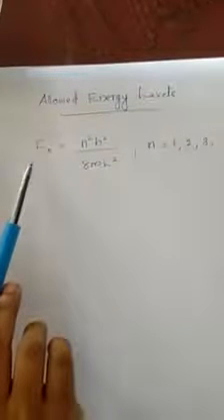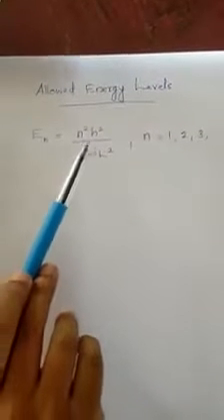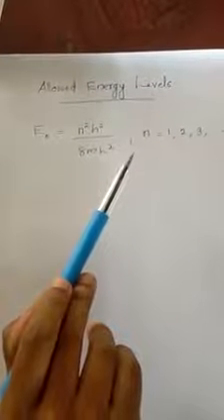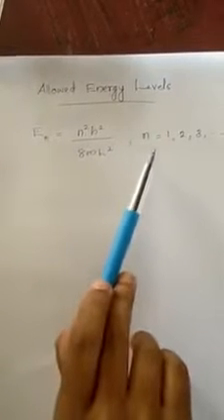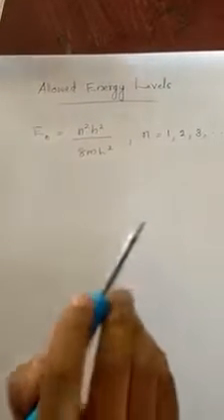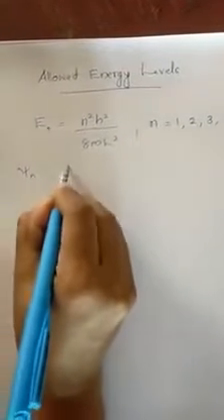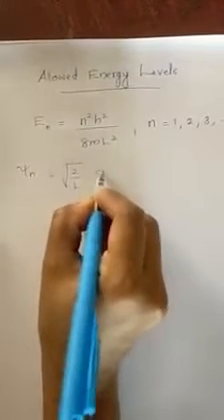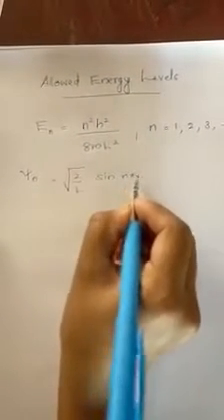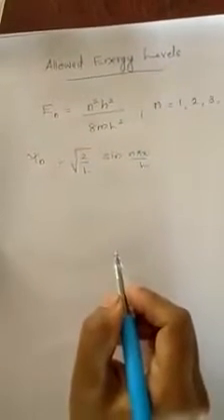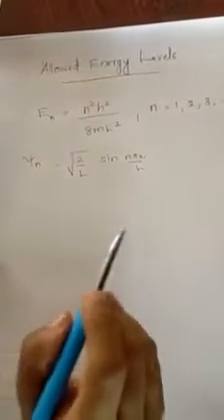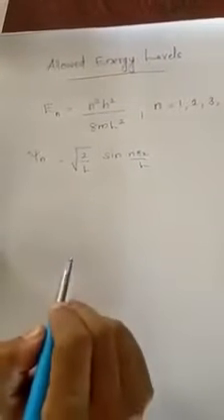In the last class, we derived the energy of a particle confined in a one-dimensional potential well as En equal to n square h square divided by 8 m L square, where n is the principal quantum number for the energy state, that is n is equal to 1, 2, 3, etc. We derived the normalized wave function psi n equal to root of 2 by L sin n pi x by L. And we have to see what happens when n equal to 0.